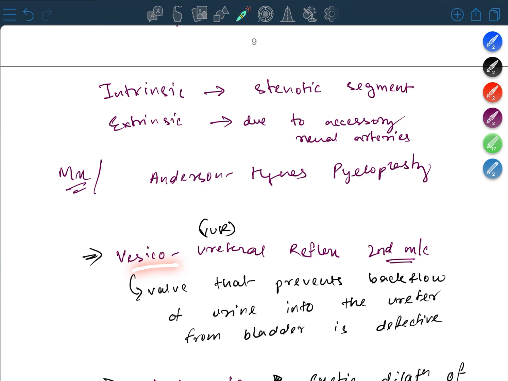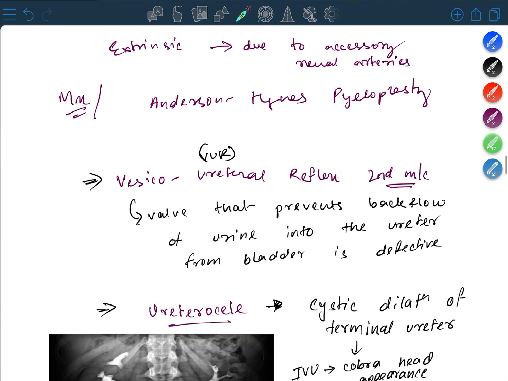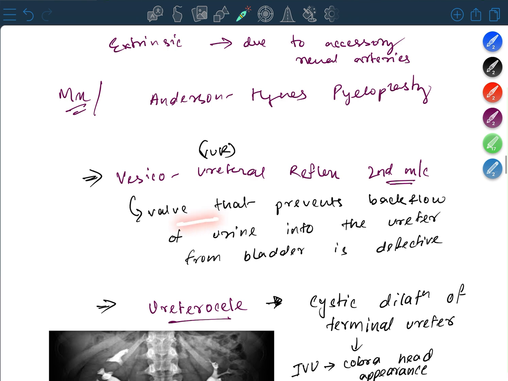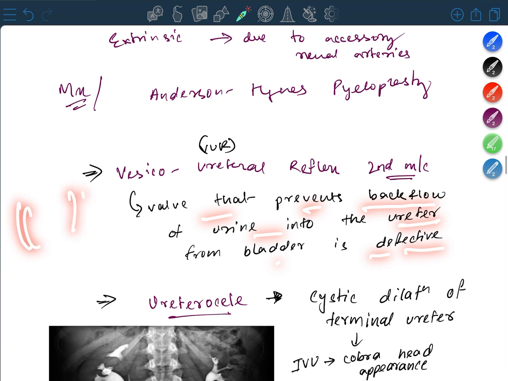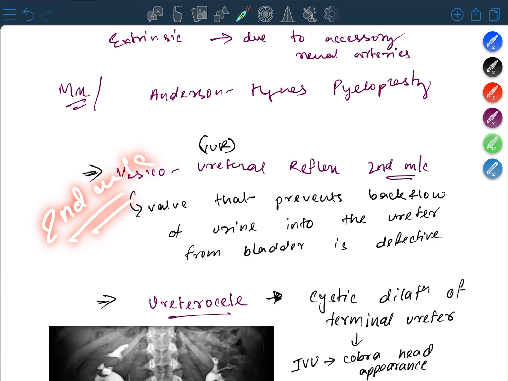And let's learn about vesicoureteral reflux. This is the second most common cause of hydronephrosis. The vesicoureteral valve that prevents backflow of urine into the ureter from the bladder is defective. This is a ureter, this is the bladder. There is a valve that prevents urine backflow. This valve is defective, so urine goes up. This leads to hydronephrosis, but this is the second most common cause.